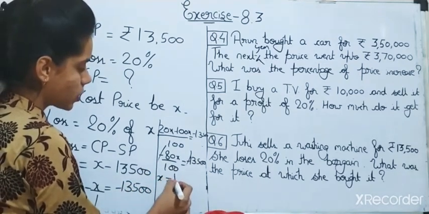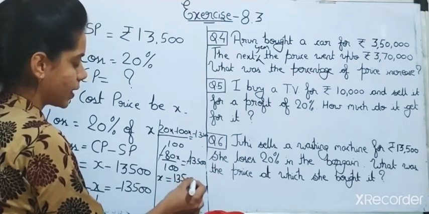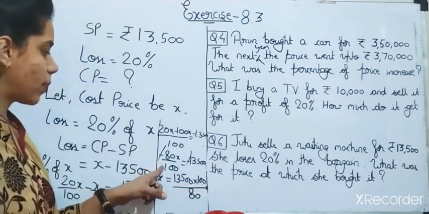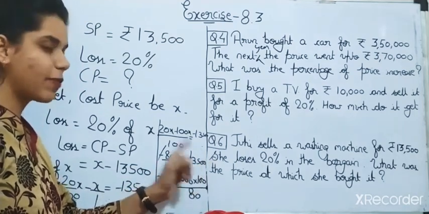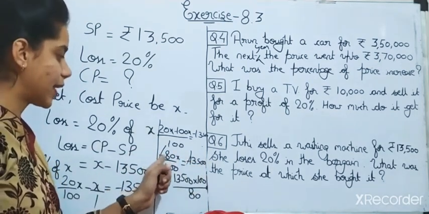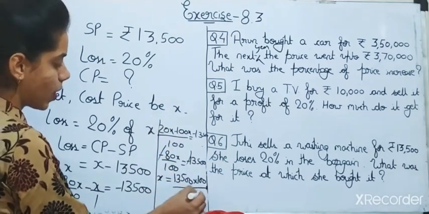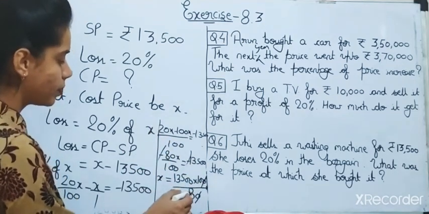Now x will be equal to 13,500 multiplied by 100 upon 80. This denominator's 100 will go in the numerator after going to the RHS, and this 80 will come in the denominator after going to the RHS. Now 80 will cancel 0.